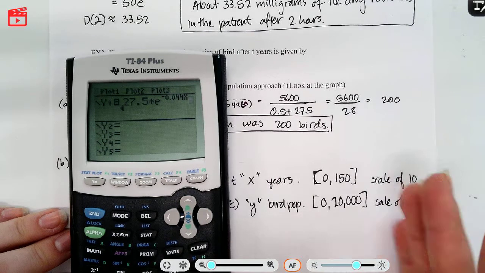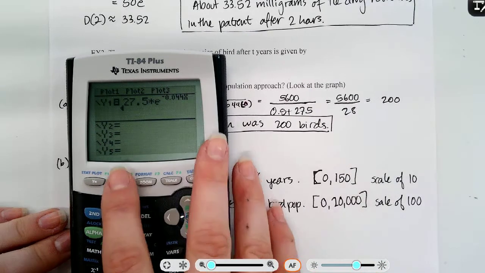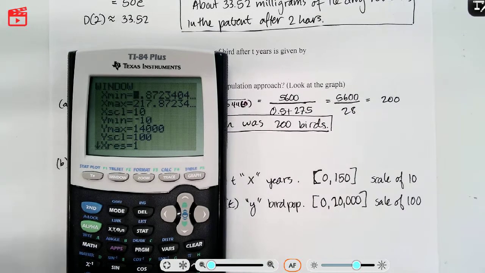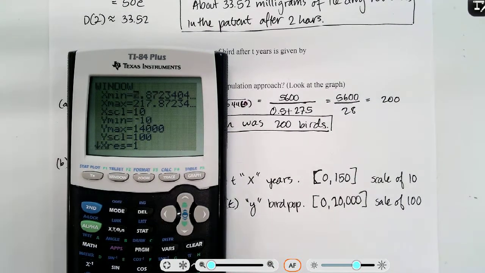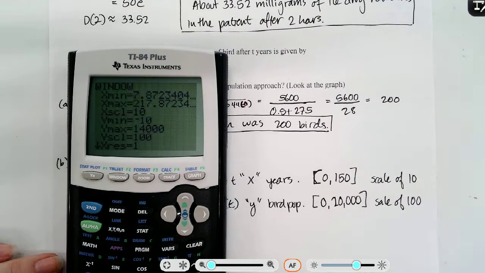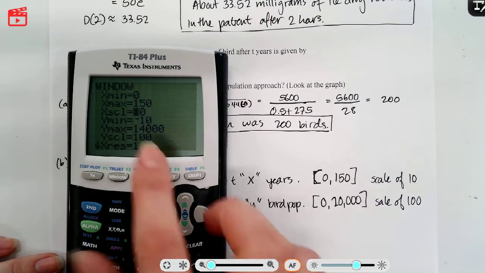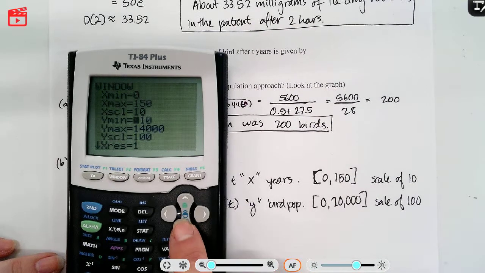When we hit graph, actually we're going to go to window first. My window is really weird, so I'm going to change it. My minimum x value I said was 0, my maximum value I said was 150, and I scaled it by 10. That's good, it's still scaled at 10.